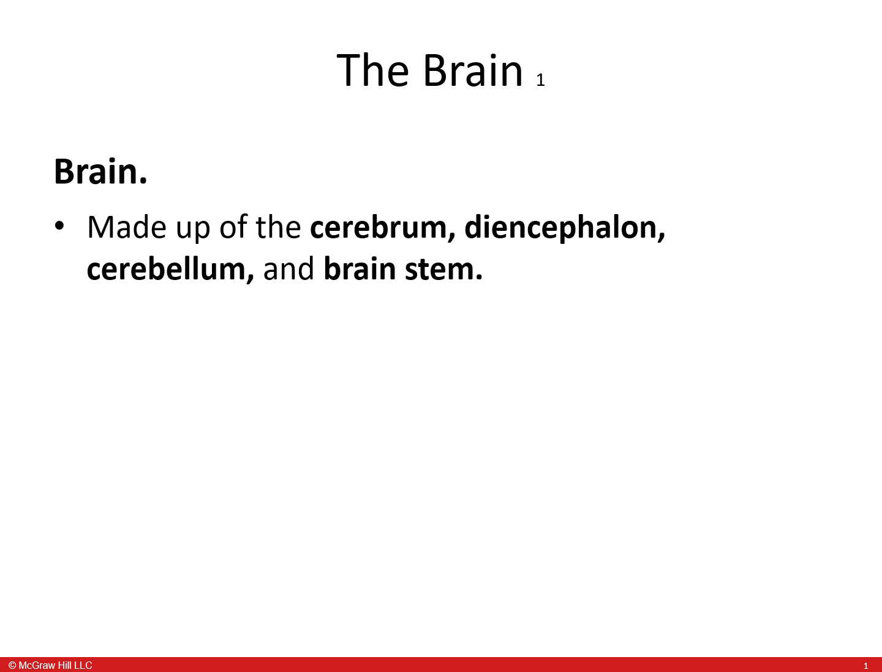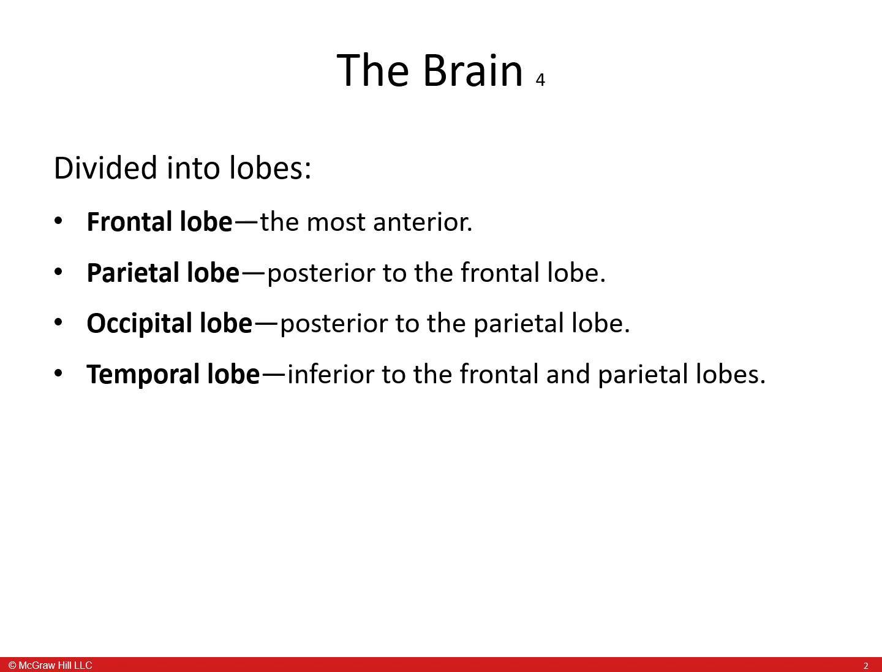Now let's talk about my favorite organ in the human body, that is the brain. In my own opinion, the brain controls everything that you do. The brain is made out of the cerebrum, the encephalon, the cerebellum, and the brainstem. Brain is divided into four lobes. You have the frontal lobe, the parietal lobe, occipital lobe, and the temporal lobe.